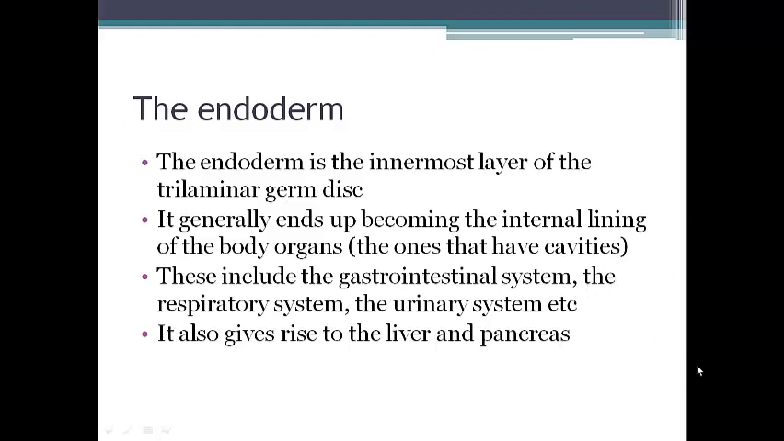So this includes the lining of things like the GIT, the respiratory system, urinary system, and so forth. The endoderm also gives me two organs, which are the liver and the pancreas. And these are what we call accessory organs of digestion. They're found in the GIT. And hopefully when you take the development of the GIT, you're going to know that these two organs have a very specific pattern of development.